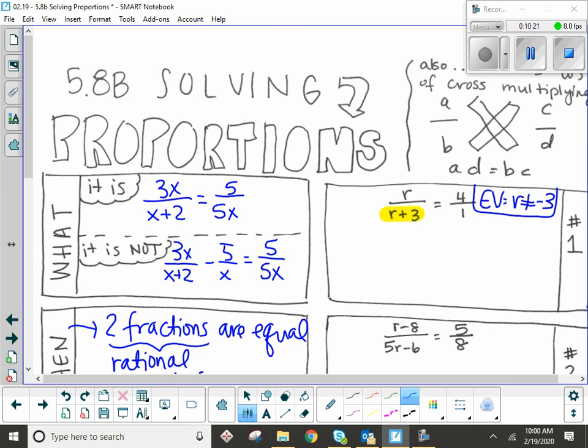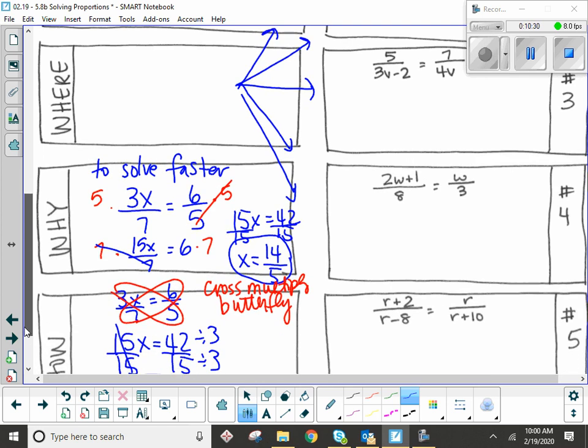What, did I write something wrong? That's from Friday's lesson. Oh, this one was just an example of the method, and I didn't have x's in the bottom.